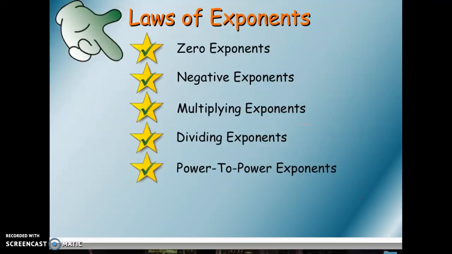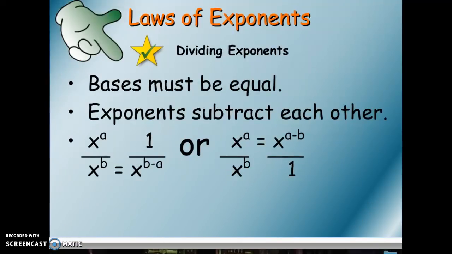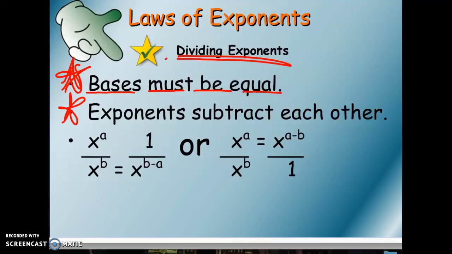So let's make sure you understand that part of the multiplying. Next is dividing exponents. Bases must be equal again, so write down dividing exponents. Bases have to be equal. The difference between multiplying and dividing here is that your exponents are subtracted. So your exponents subtract each other. And again, your rules for integers work on this too.